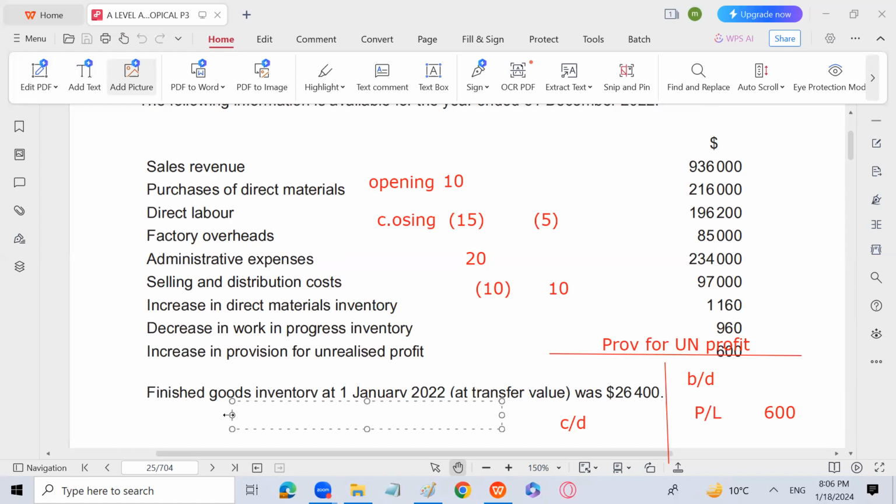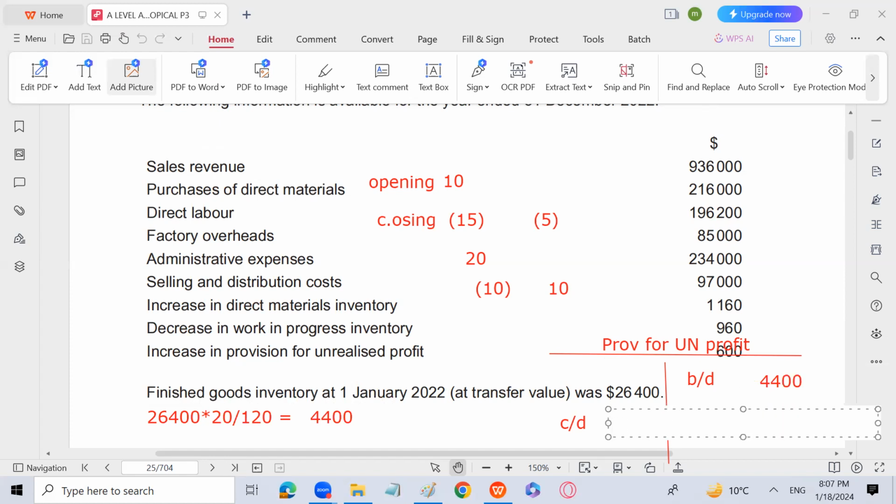We have to convert 20% into margin, which will become 20 over 100 plus 20, that is 20 over 120. So the finished goods at transfer price is 26,400 multiplied by 20 over 120. How much will come? 4,400. That is going to be the profit included in finished goods opening. I will write it over here, and now I can find the profit included in finished goods closing, which is 5,000. And this is how I have prepared the provision for unrealized profit account, which is very easy.